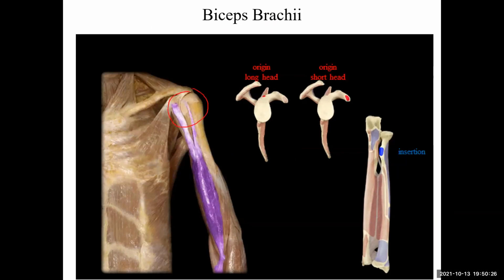Right, the short head is going to attach onto the coracoid process. We saw what the coracoid process is. We just had a test on that. That's going to be this process that comes off the anterior side of the scapula. And then the long head is going to attach here to the superior portion of the glenoid fossa here. And then our insertion point will be right here on the radial tuberosity on the radius.